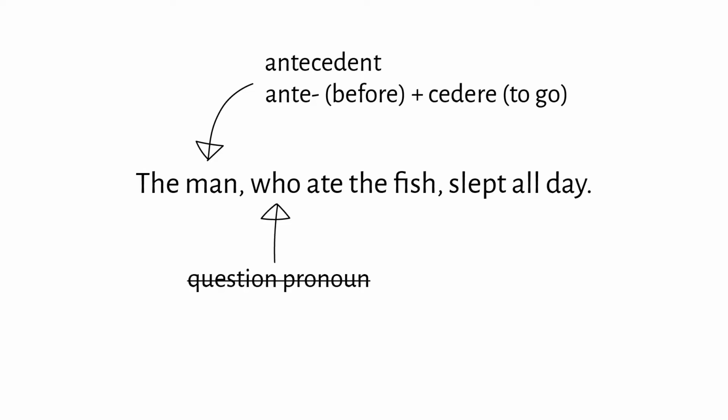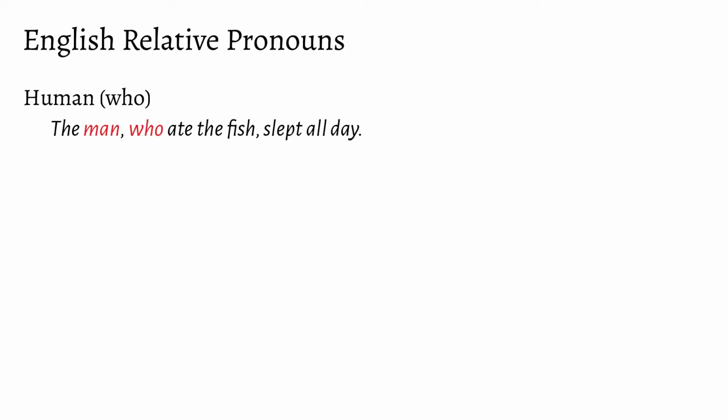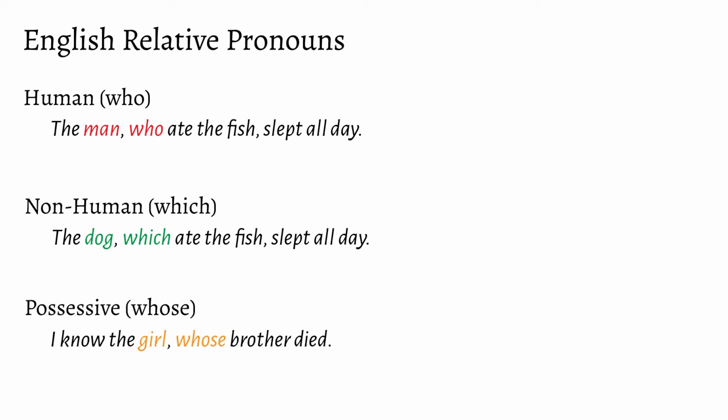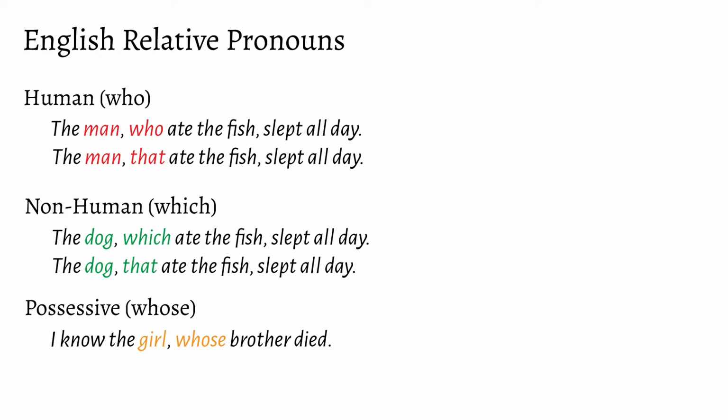The "who" in this relative clause isn't a question pronoun, as in "who ate the fish?", but instead marks the sentence as being a relative clause and is known as the relative pronoun. Who isn't the only type of relative pronoun within English. If we replace "the man" above with "the dog" or "the table", you can see that the "who" morphs into "which", reflecting an inhuman antecedent. Or in the sentence, "I know the girl whose brother died", where the referent noun possesses another object. Aside from "whose", both "which" and "who" can be replaced with the pronoun "that".